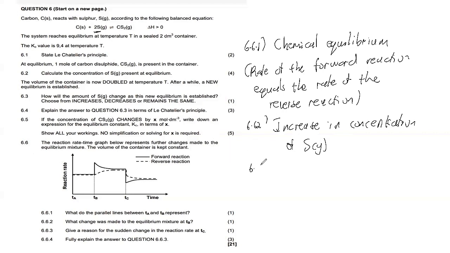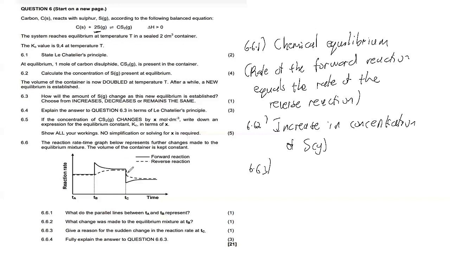Now, 6.6.3 is saying give a reason for the sudden change in the reaction rate at TC, right? So at TC, we can see both the forward and the reverse reaction decreasing there. And then we know that the reaction rate is affected by a decrease in temperature. Remember, when we go back to our topic, reaction rate or the extent of the rate of reaction, it says that if we increase the temperature, the rate of reaction increases. But if we decrease the temperature, the rate of reaction decreases.